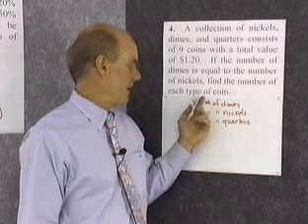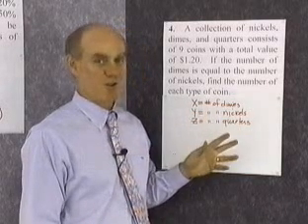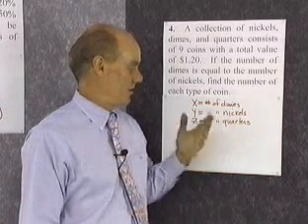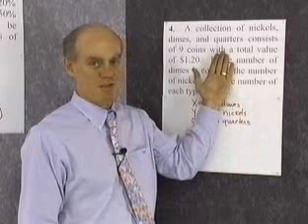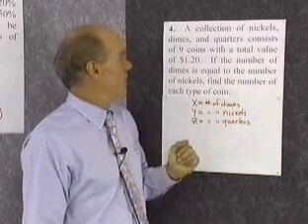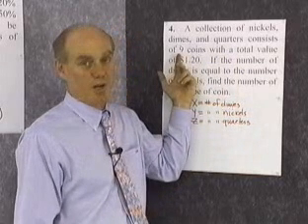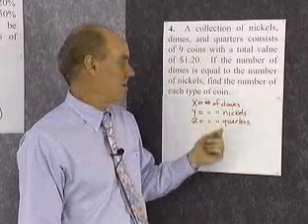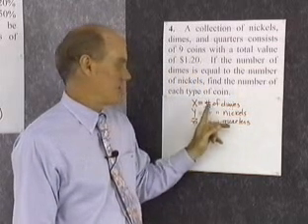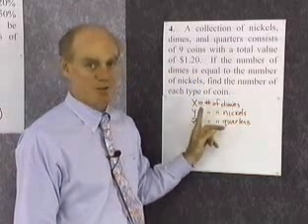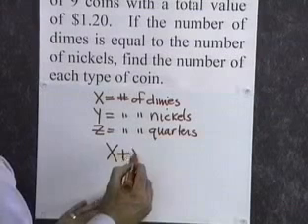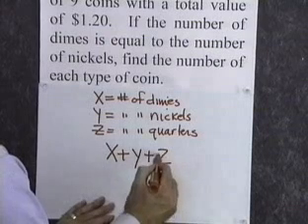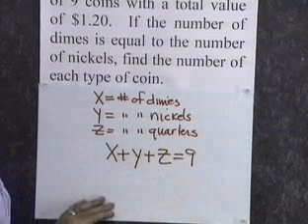Now I want to go back. I have 3 variables right here, so I need 3 equations that together will produce a system of equations that describes the situation written in this problem. So let's see. First of all, I have a total of 9 coins. Well, that must be X plus Y plus Z, because those variables represent the number of dimes, number of nickels, and number of quarters. So my first equation is X plus Y plus Z is equal to 9.